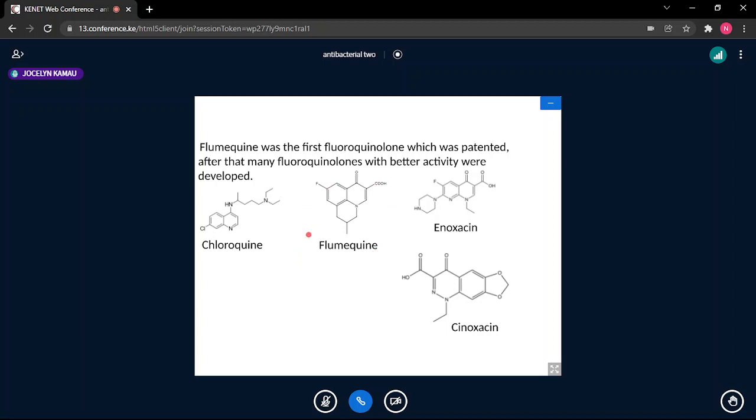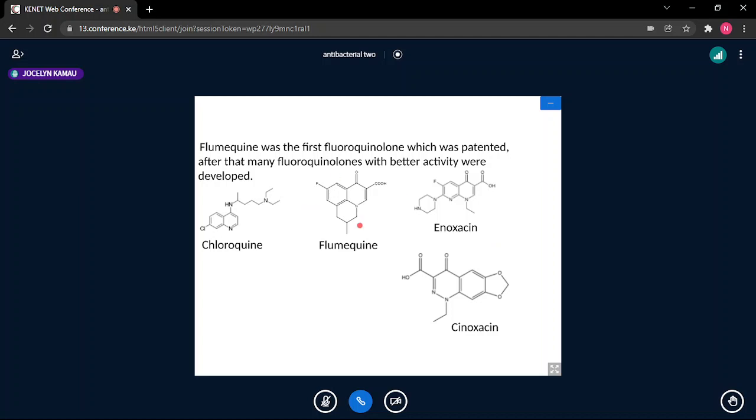We are saying the fluoroquinolones are called fluoroquinolones because of this fluorine in that position, and of course they are quinolones because of this oxygen there, and a double bond there. So flumequine was the first fluoroquinolone that was developed, but again, it was found not to be the best, and therefore modification gave rise to other drugs, which we are going to look at. So we have also this one, enoxacin.